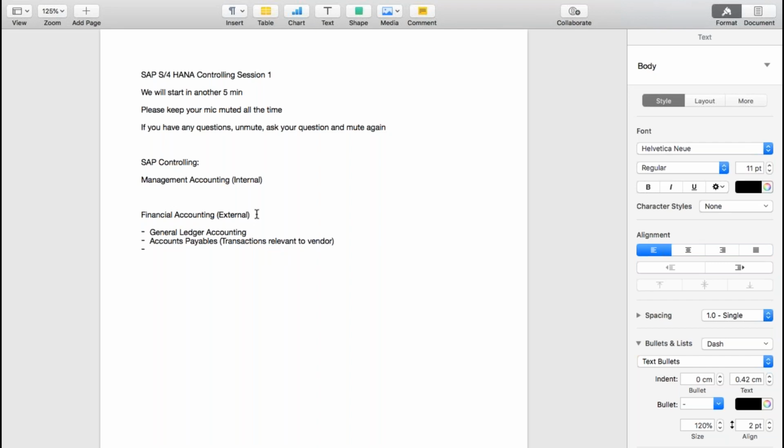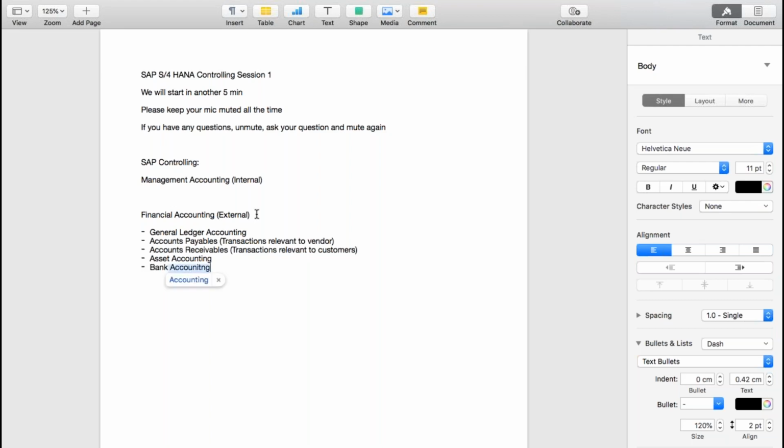Right? Similarly, if you go for accounts receivables, in accounts receivables, it is everything related to transactions relevant to customers. Right? Then you have asset accounting, fixed asset accounting. This is all transactions related to the fixed assets that your company has. Okay, now what are the fixed assets? Fixed assets are like buildings, furnitures, IT hardware, software, whatever tangible, intangible assets you have, those are part of the asset accounting.